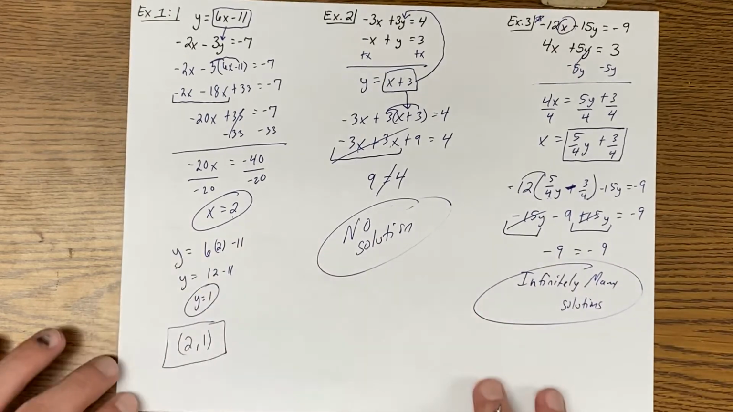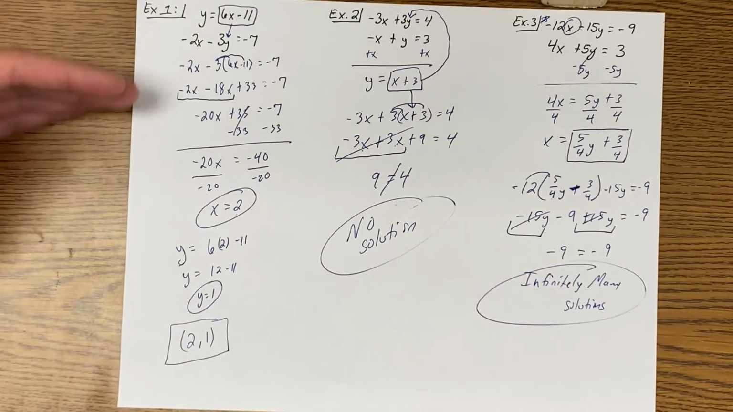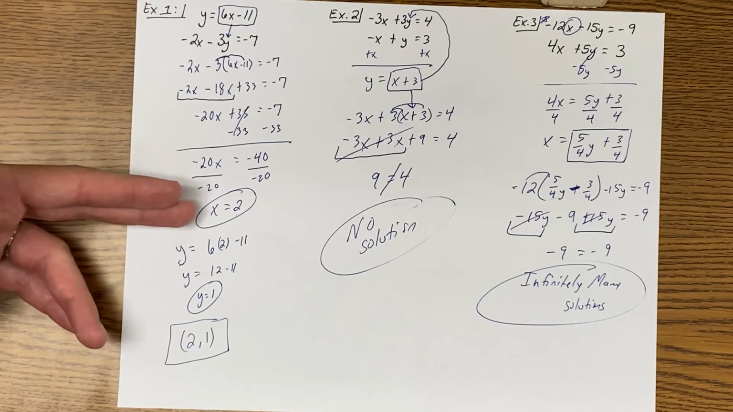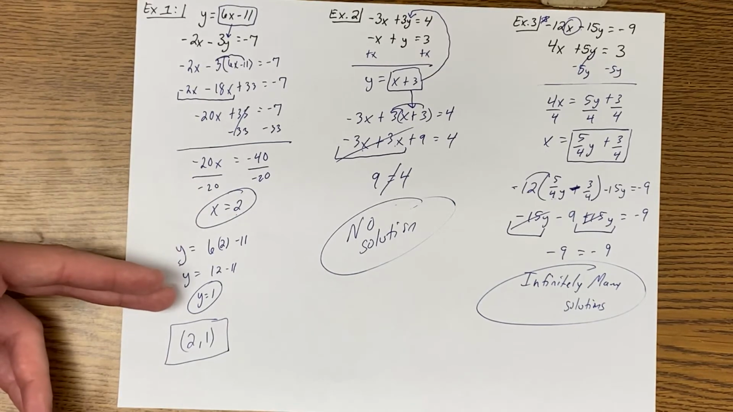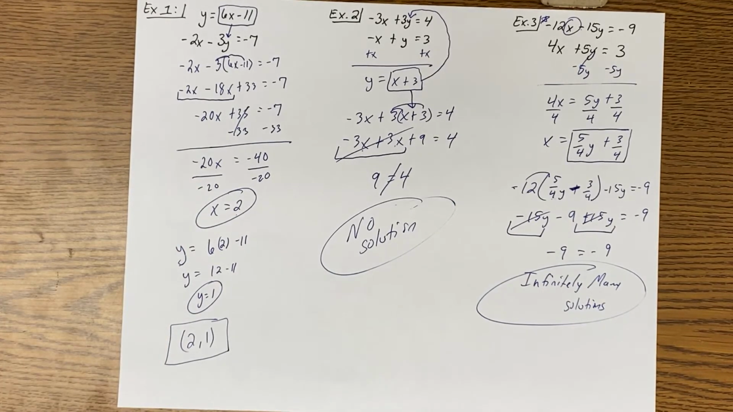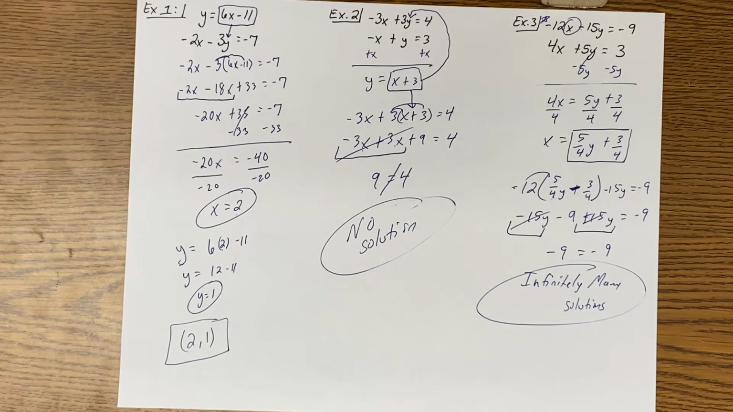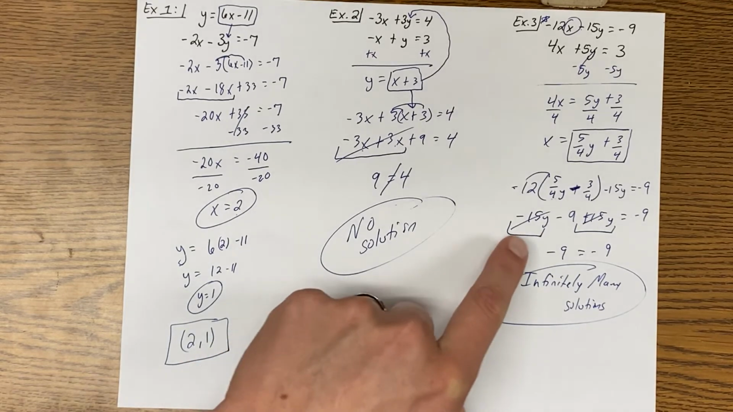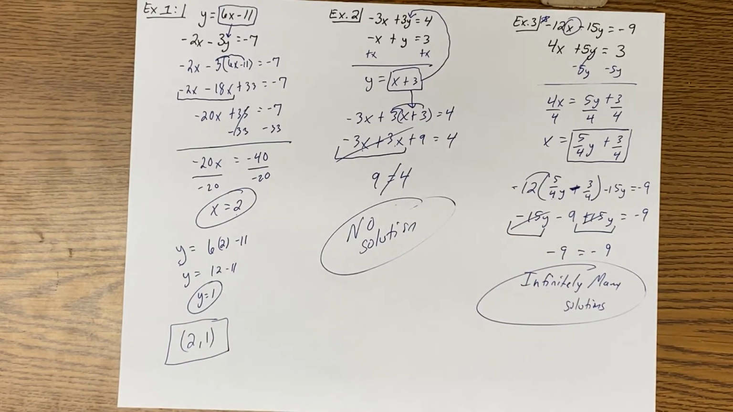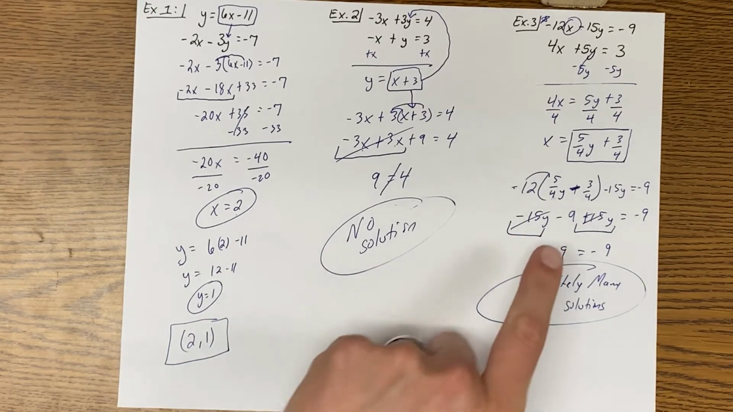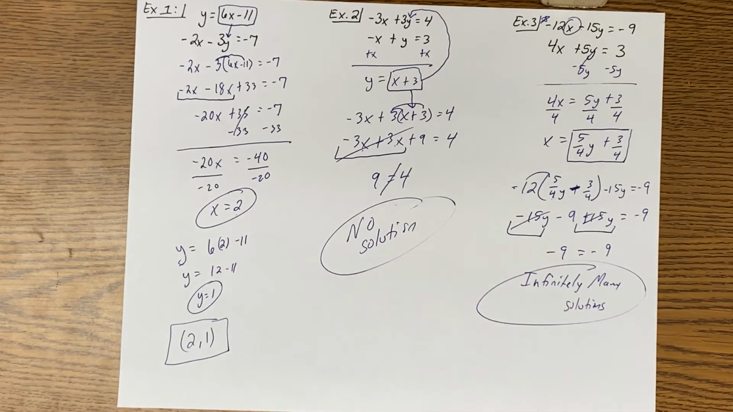Okay, so there's our 3 types of solutions. First one, we got x equals 2, so we could plug 2 into our other equation. We got y equals 1. So we have a solution of 2, 1. Number 2, our x is canceled out, so we're left with 9 equals 4, and that did not make sense. So that's no solution. And example 3, our negative 15y and positive 15y canceled out, and we were left with negative 9 equals negative 9, which is a true statement, so that's infinitely many solutions.